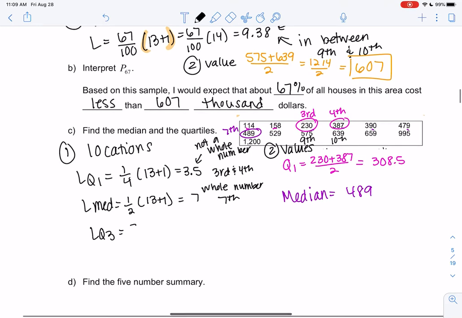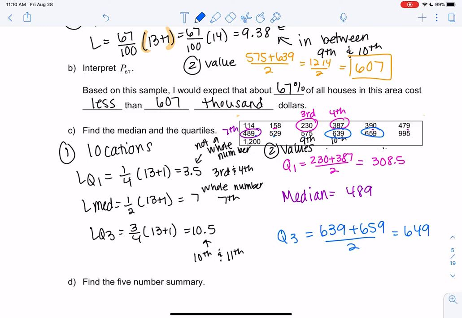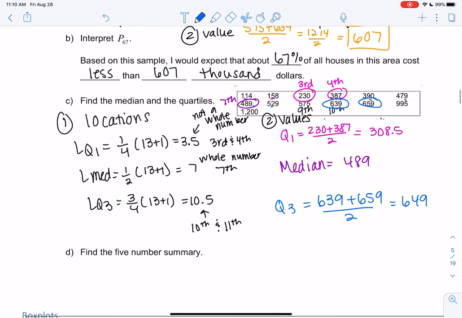And then Q3, same idea, 3/4 for 75%. I get 3/4 times 14, and I get 10.5. So we'll do the 10th and the 11th on this one. So 7, 8, 9, 10, 11. So we're going to average 639 and 659 and divide by 2. I think I got 649 on this one. So those are my quartiles.